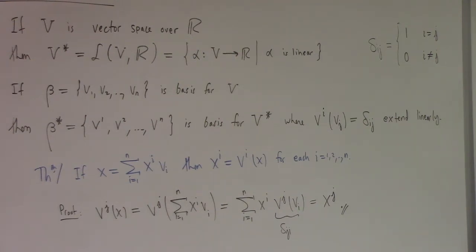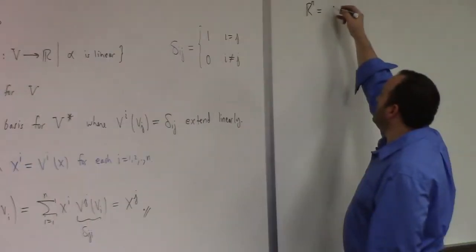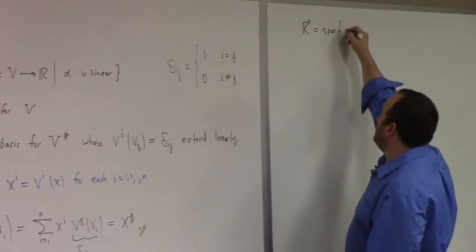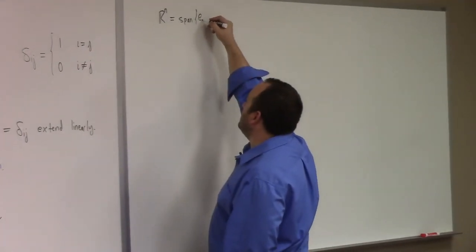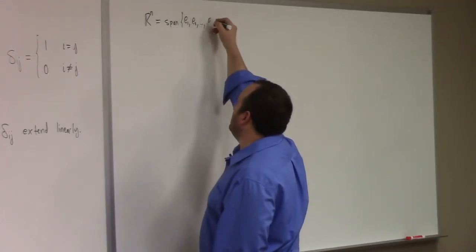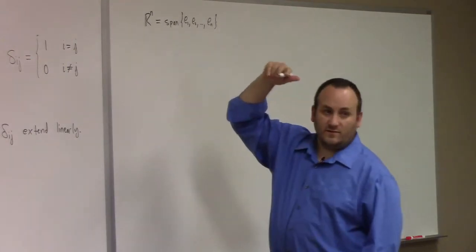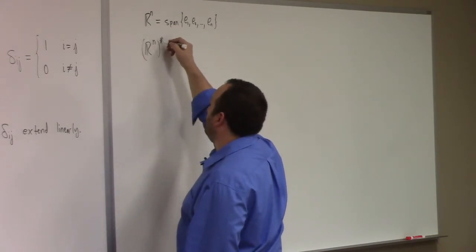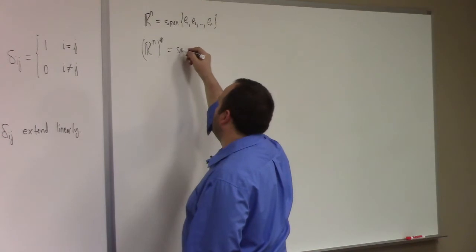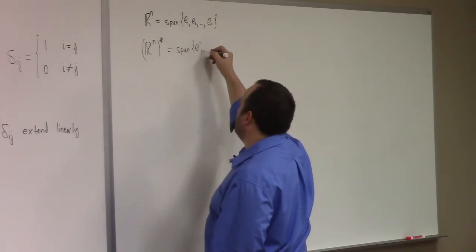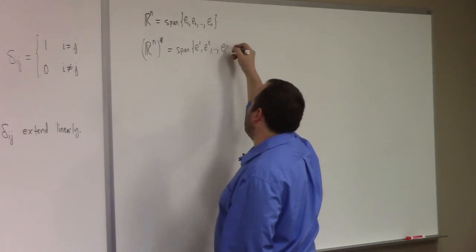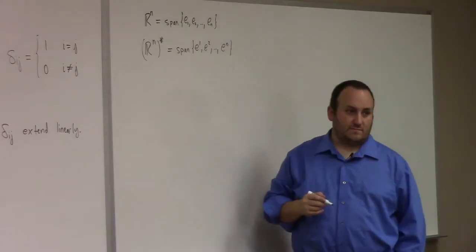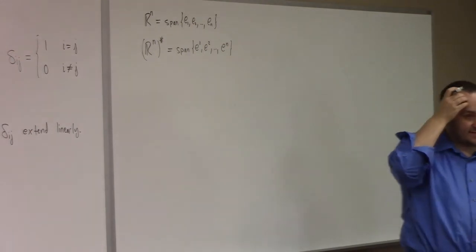Now, let's specialize a little bit. Rn, we could say it's the span of e_1, e_2, ..., e_n. So we can talk about Rn dual. That would be the span of e upper 1, e upper 2, ..., e upper n. That's the dual basis, the standard dual basis.